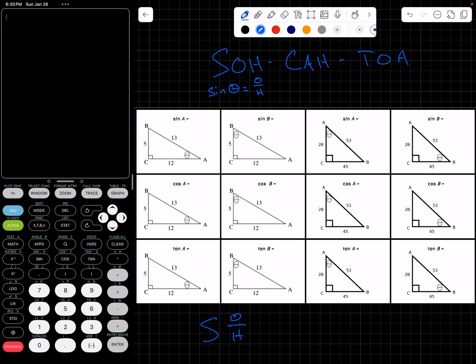SOH, and then cosine of theta equals adjacent over hypotenuse, so it's CAH, and then I have tangent of theta equals opposite over adjacent, so we have TOA. So I can use that to help me out.